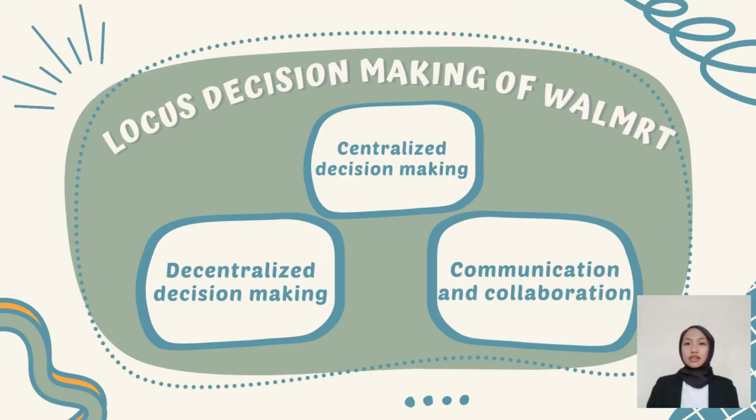Next is local decision making. A combination of centralized and decentralized decision making occurs at Walmart. The corporate headquarters is where some decisions are made, such as those on overall strategies and long-term planning. At the retail level, choices are made about things like product selections and store operations.